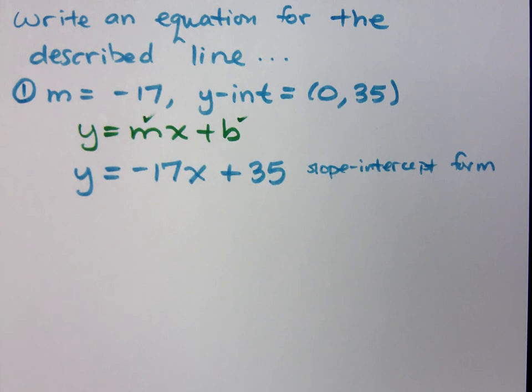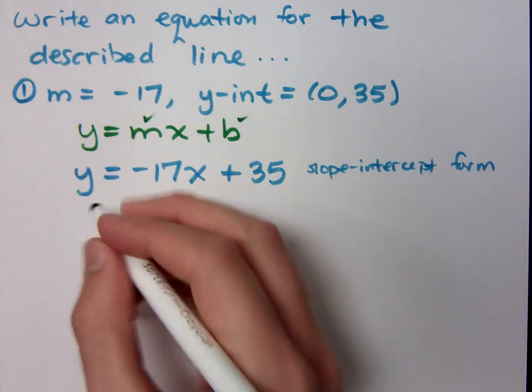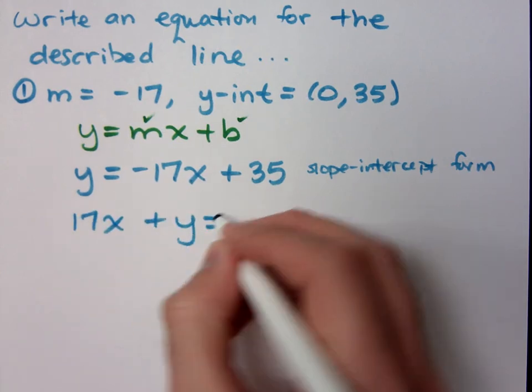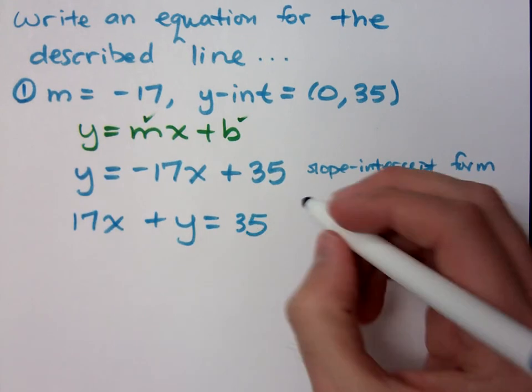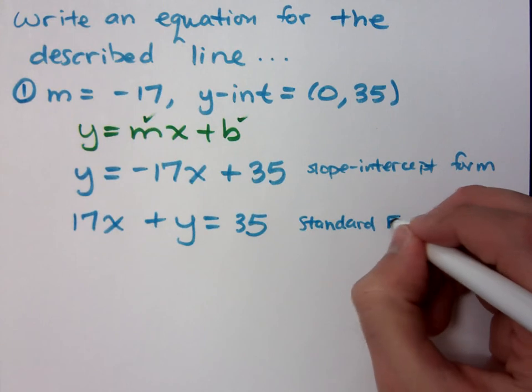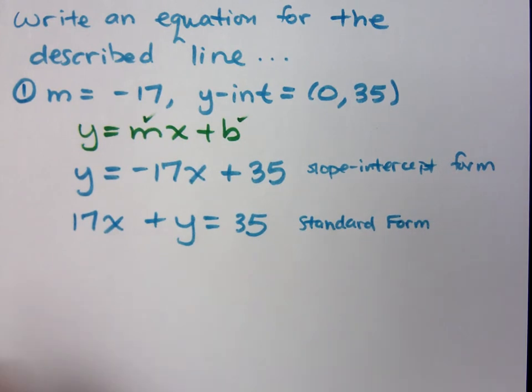Now, what if you put it in standard form? Now, standard form, if you recall, is having both variable terms on the left side and the constant on the right side. How can I do that? Move the x over. Just move this to the other side, so it would be a positive 17x. The positive y is already over here, equals 35. So this is what it would look like in standard form. And that's because you're adding 17x to both sides.